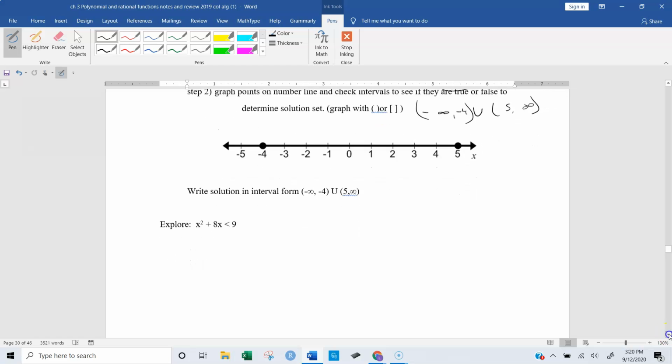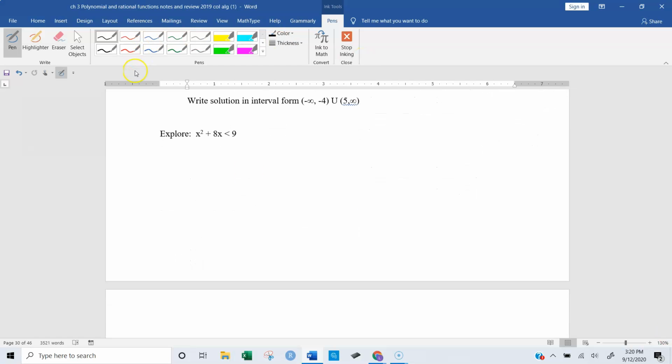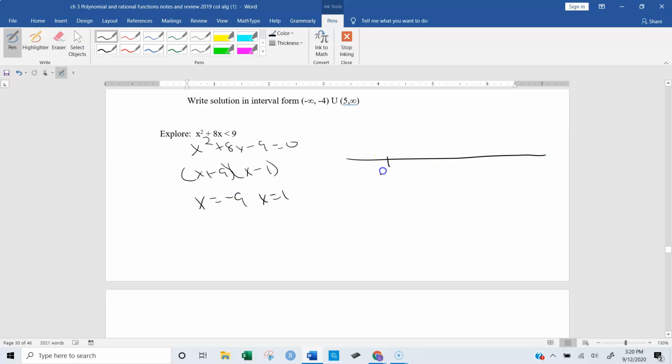Okay, now it is your turn. So pause and give it a shot. So you should have subtracted the 9 and set it equal to 0. You should have said that's x plus 9, x minus 1. So x equals negative 9 and x equals 1 are my critical points. So on your number line, you had negative 9 and 1. You plug in a number on each side, like negative 10, I'd pick 0 again, and 2.